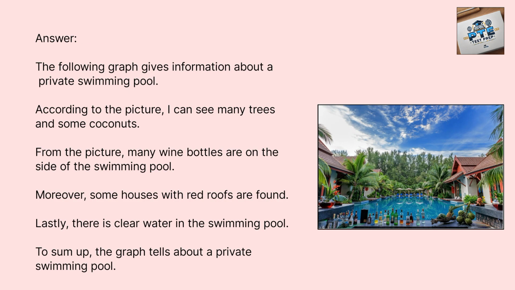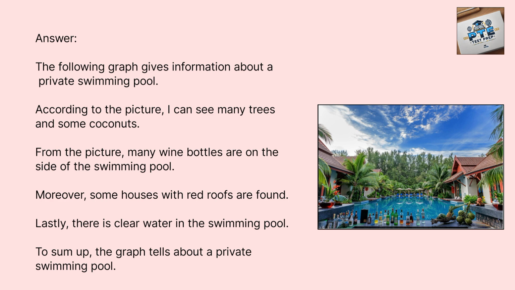The following graph gives information about a private swimming pool. According to the picture, I can see many trees and some coconuts. From the picture, many wine bottles are on the side of the swimming pool.